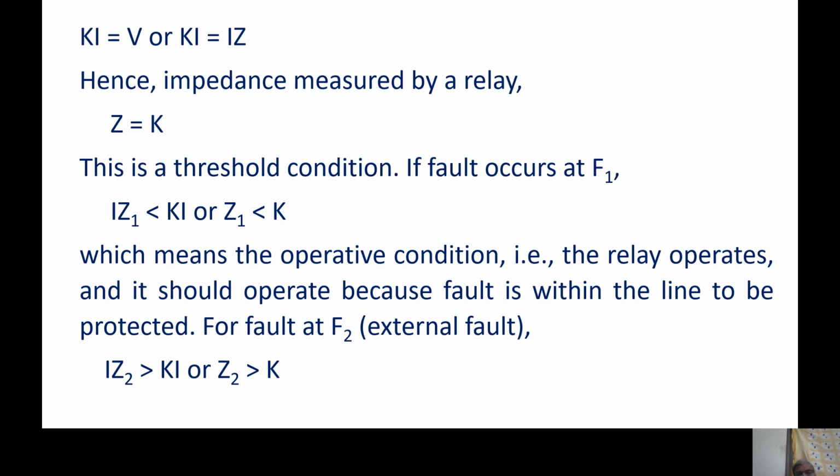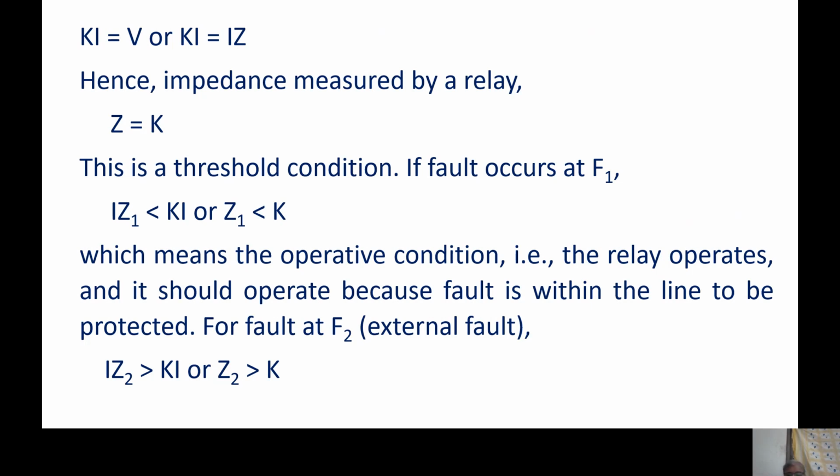Then we talked about this principle, right? That Z equal to K is the characteristic, and that characteristic is like a circle with origin at O, or origin as relay location. It will see in all four quadrants. So that is our problem, right? That problem has to be solved. But basically, this is a distance relay and it is measuring distance. O, the origin, is the relay location.